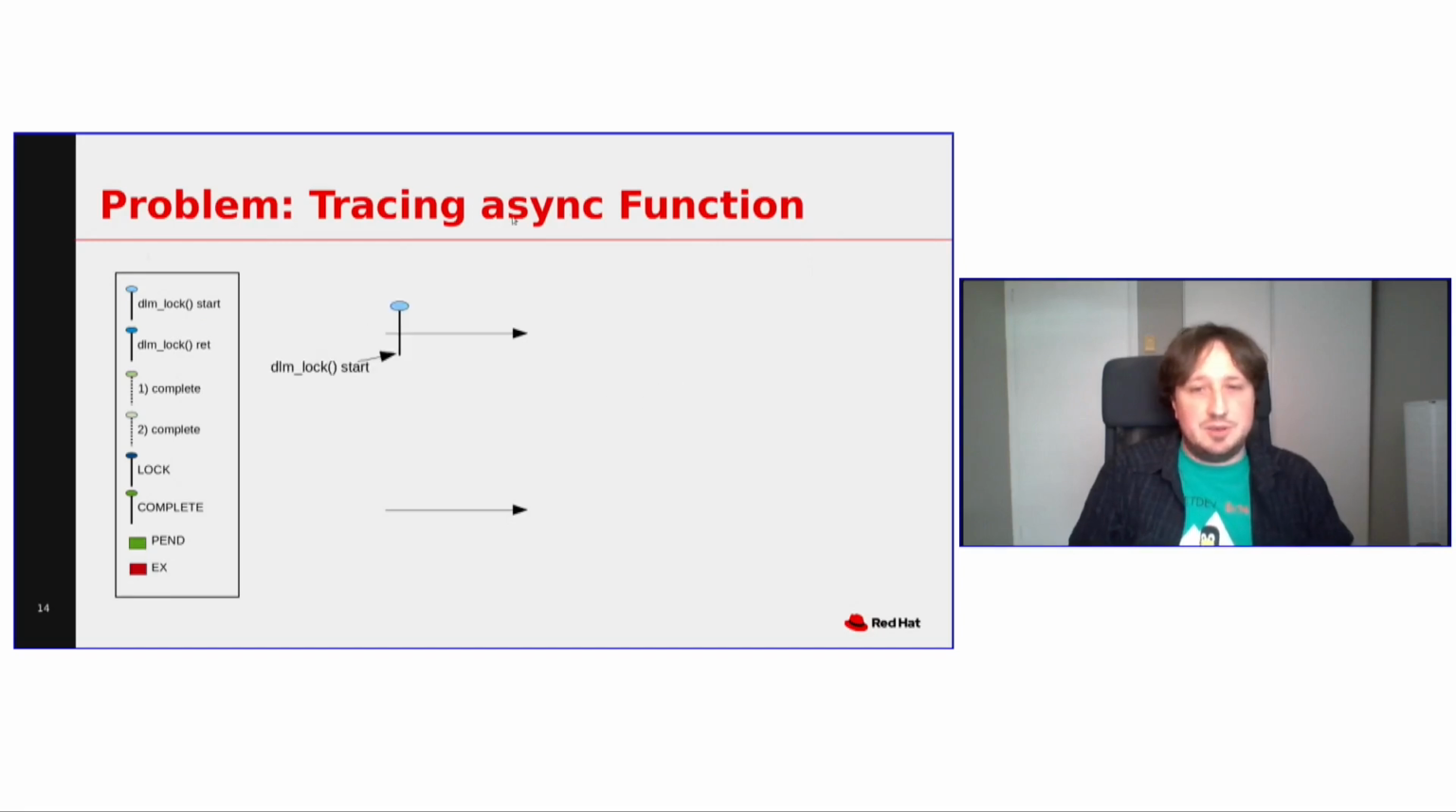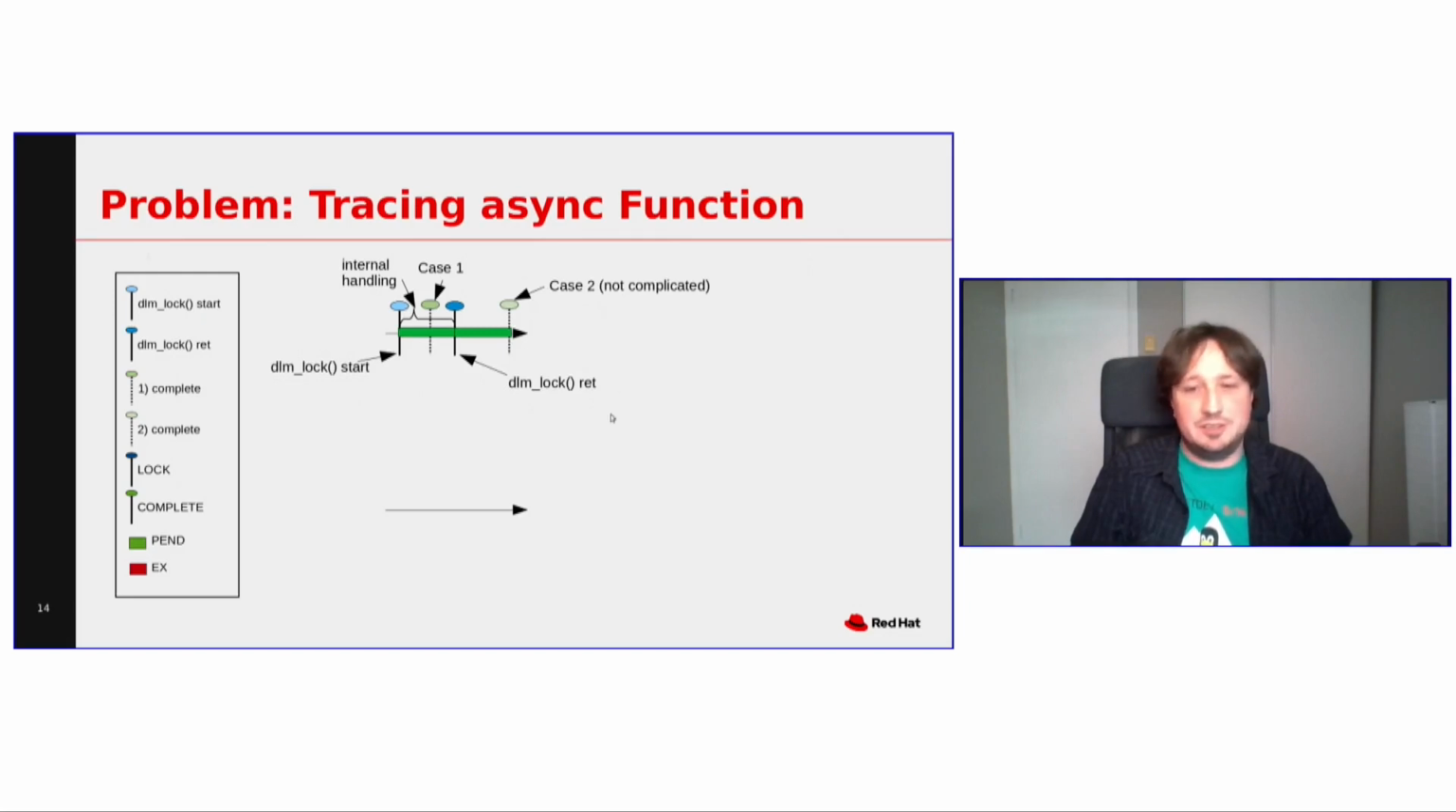This is for tracing the asynchronous function. We have here the DLM log function, which is the start and the return of the function. Between the start and the return, we have the internal handling. This is where we have the trace points in the Linux kernel. The problem is that the complete handler, which is a callback, can occur either in this internal handling between start and return, or later after return.